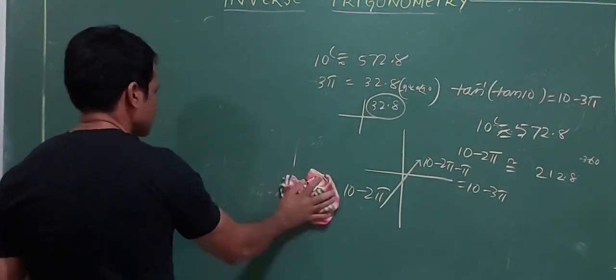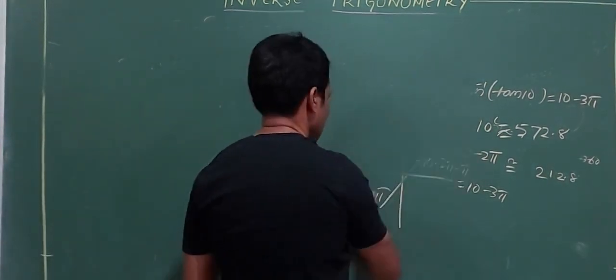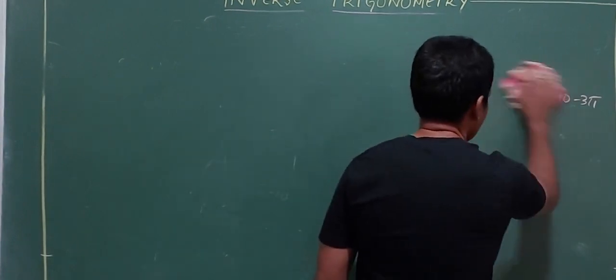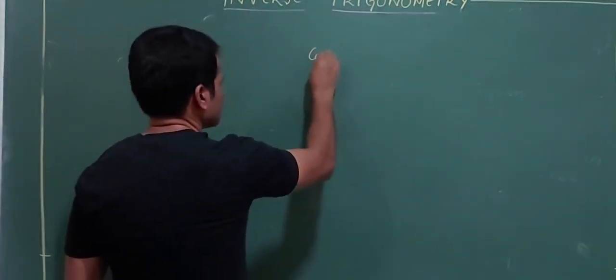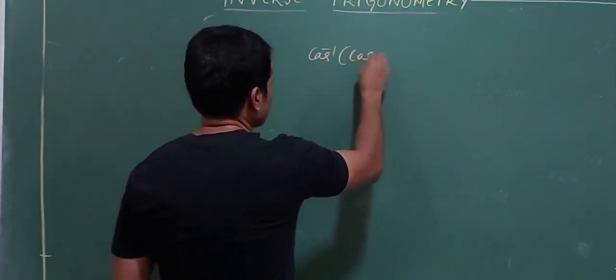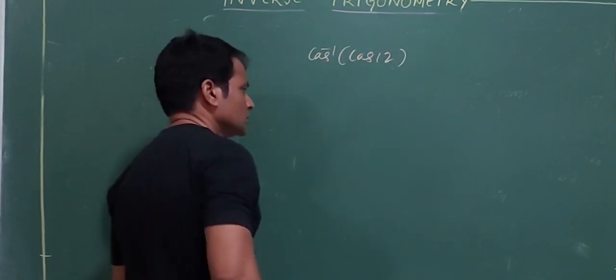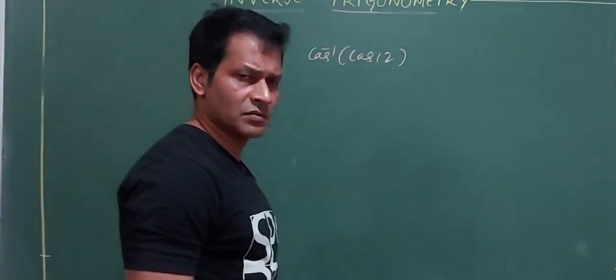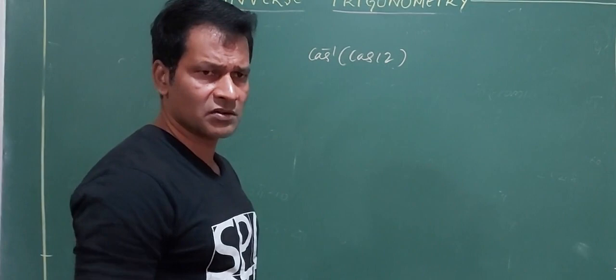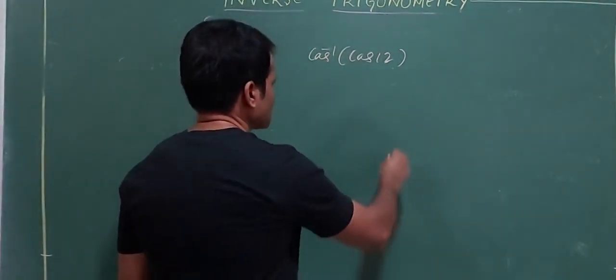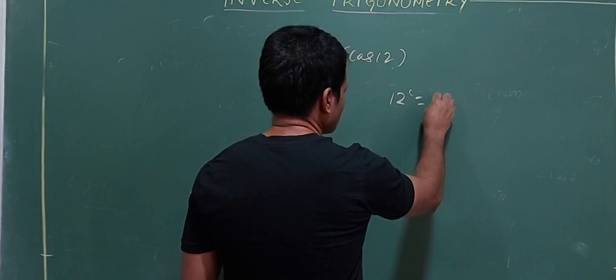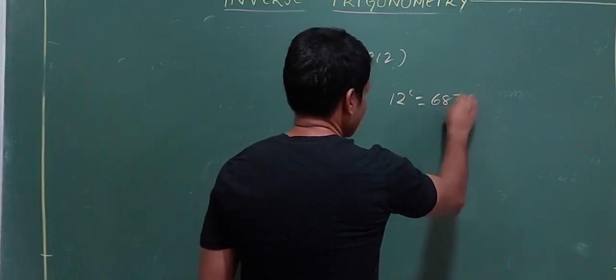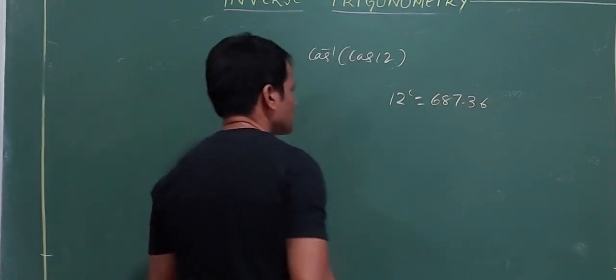Suppose I look for cos inverse of cos 12. Any way you can do it now. Cos inverse of cos 12. If it is minus 12 also no issue, because cos of minus theta is cos theta. 12 radian is equal to 687.36.